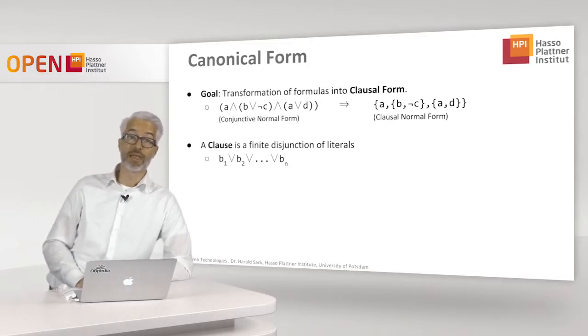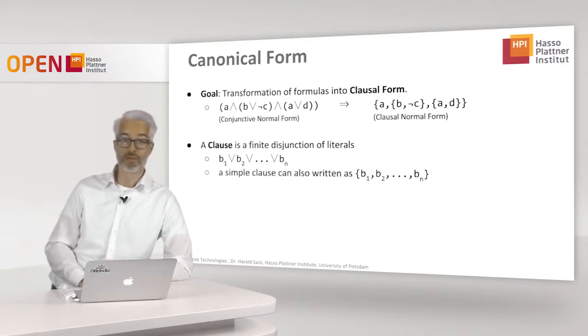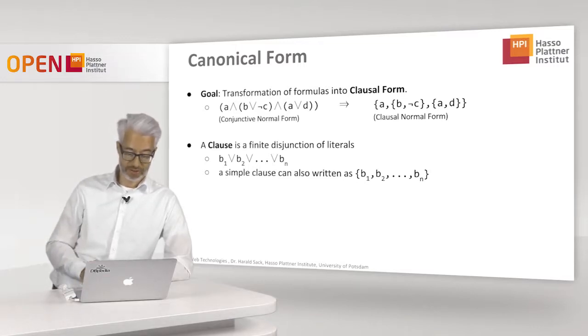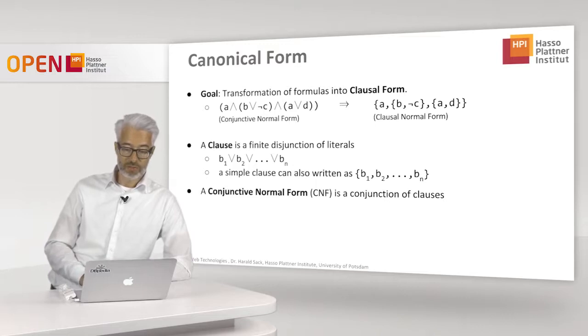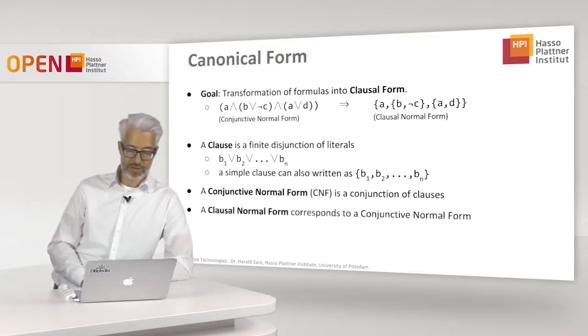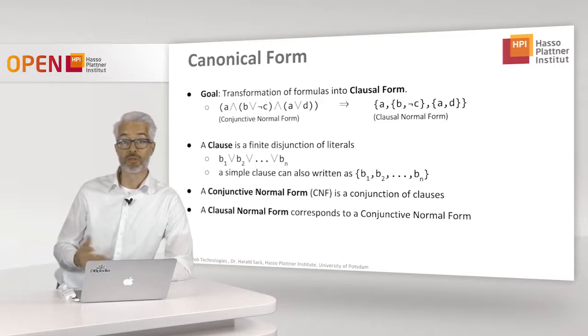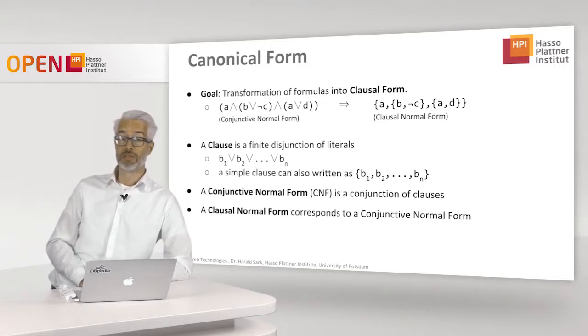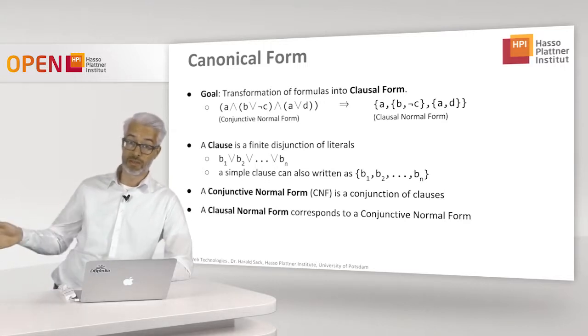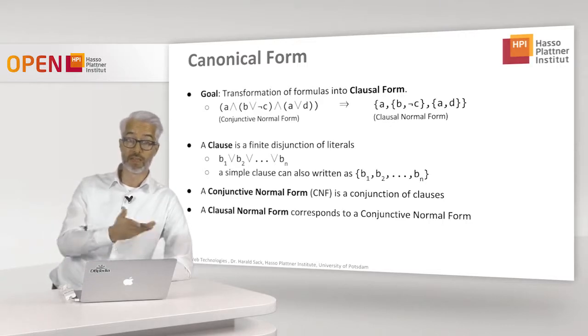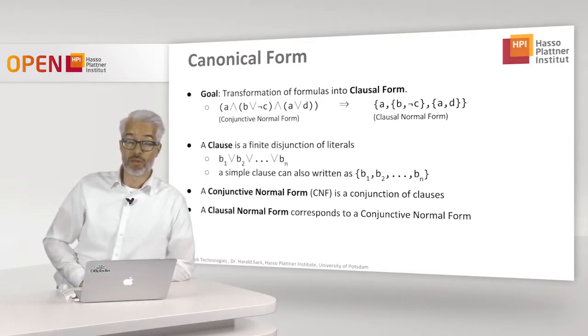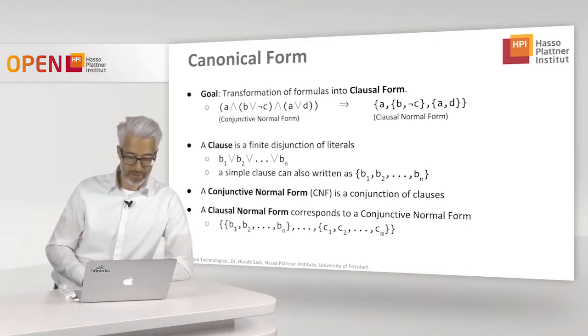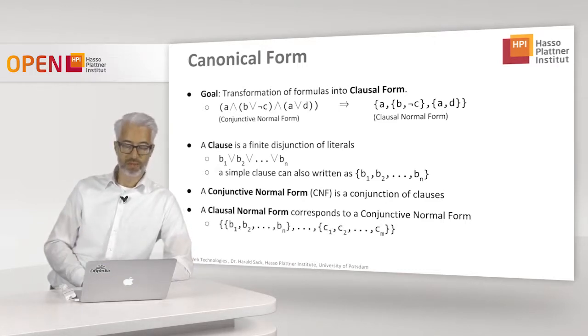Literals means this can be negated or not negated, so a negated atom or a not negated atom. A simple clause can be written in these curly braces, as you see here. Then a conjunctive normal form is a conjunction of these clauses. And a clausal normal form corresponds to a conjunctive normal form. For clausal normal form, you usually write this in braces. For conjunctive normal form, you write this with the other braces and really with the logical connectors you see here. So this would be a clausal normal form in general.